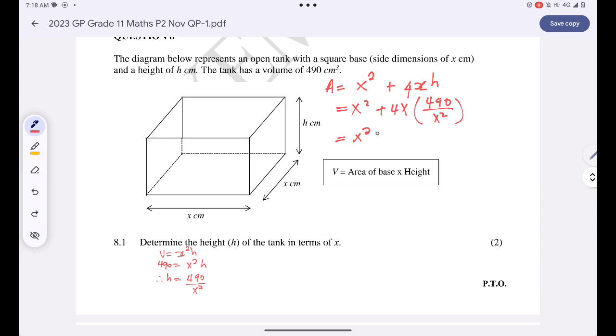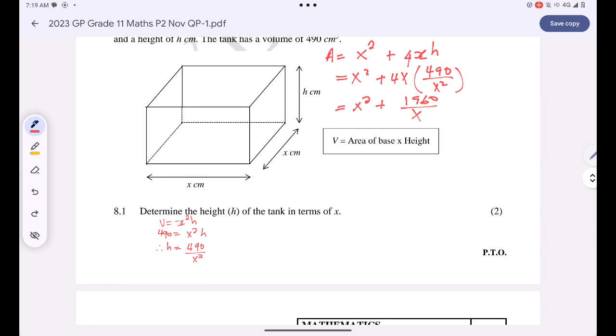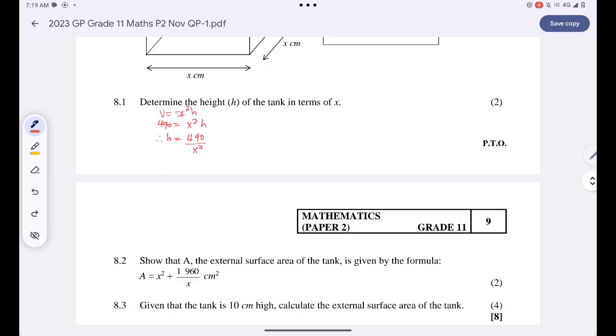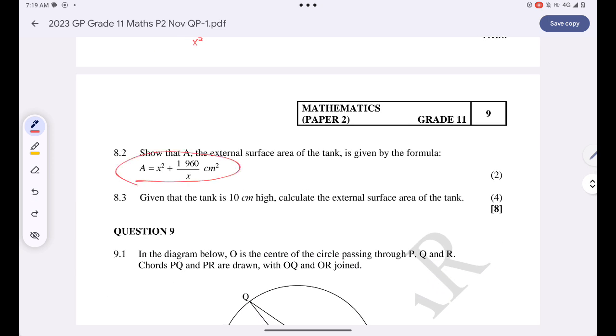The only thing I need to do is to just remove the brackets. When I say 490 multiplied by 4, let me punch, I simply get 1960 all over x. Why is it over x? Because this x will cancel one of these, and then I'll be left with x instead of x squared at the denominator. So now I've proven that the surface area is given by this in centimeters squared. Area is squared. So now I've shown that this is the surface area.